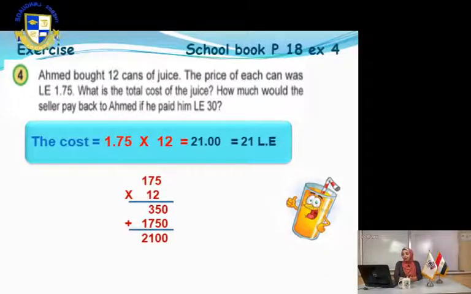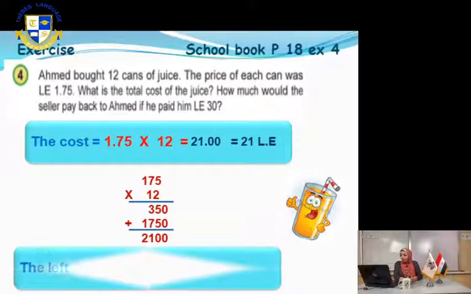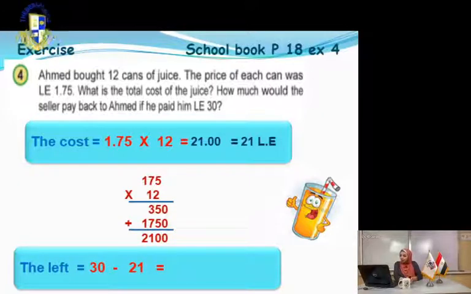Okay. Here he wants to know how much the seller would pay back to Ahmed if he paid 30 pounds. Here I want to know the remainder with Ahmed. Okay, to get the remainder, or the money left, what will we do? We are going to make a subtraction, which is minus. The cost was 21 pounds. If Ahmed paid 30 pounds, then the remainder will be 30 minus 21 equals 9 pounds.